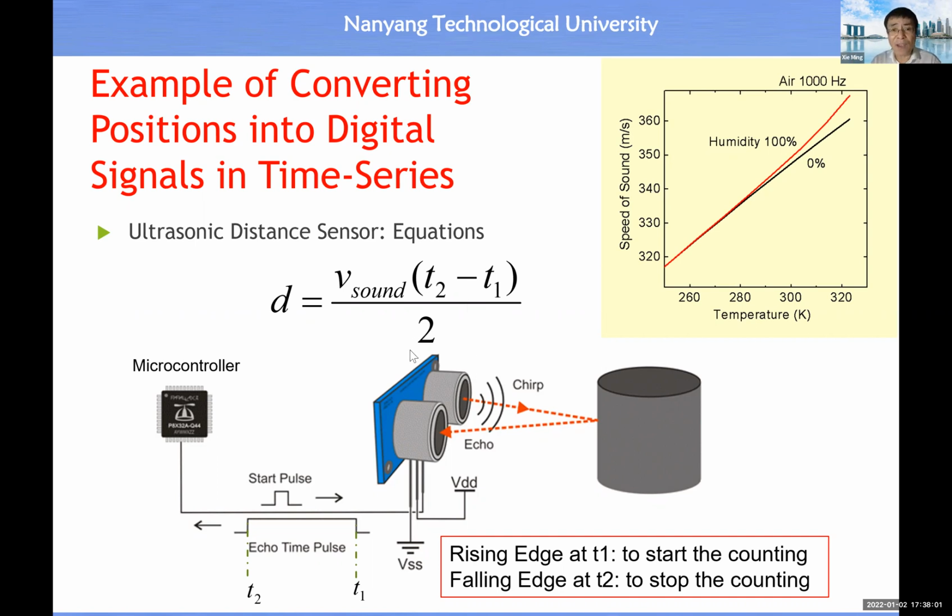Divide by 2, because the wave travels a round trip, going from the sensor to the target, then from the target back to the sensor. So it's a round trip. This is why we need to divide by 2, right? So you know the solution of producing this pulse, and this pulse basically defines the time window for doing the counting. That's it.